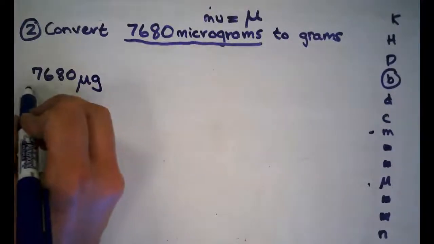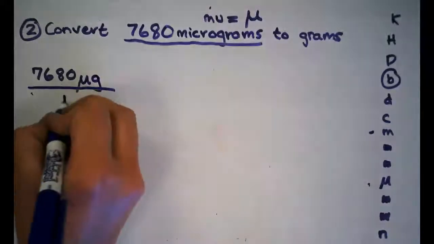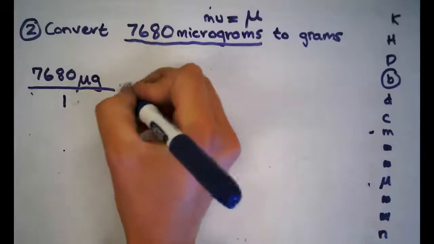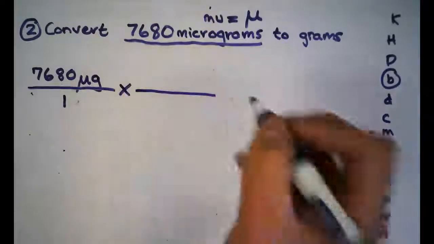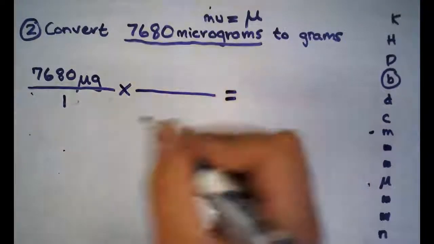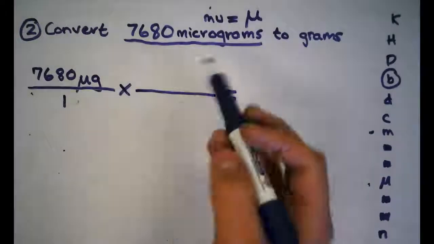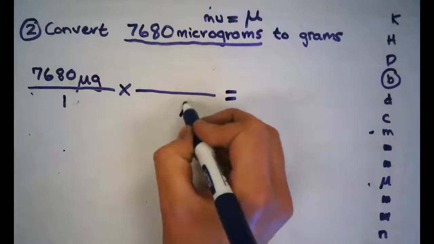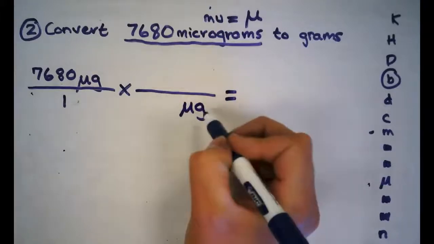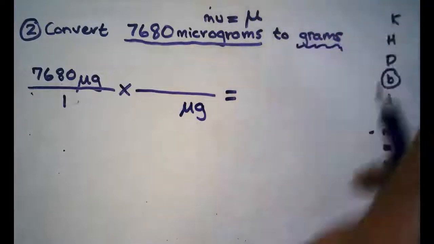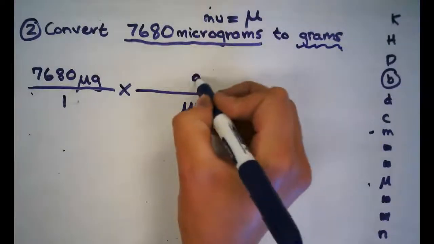I'm going to go ahead and put a 1 in the denominator, so I have something on both sides of my fraction. And then I'm going to multiply by some conversion factor. Since I want micrograms to cancel out, I'm going to put that in the denominator of my conversion factor. And then I'm trying to convert to grams, so that is what is going to go in the numerator.